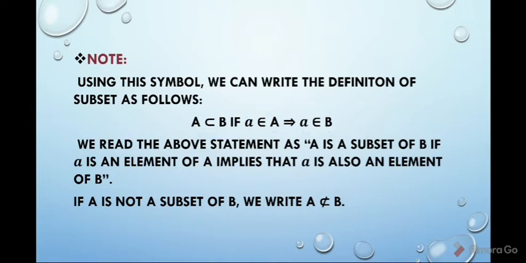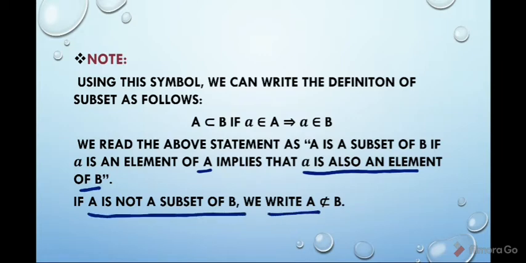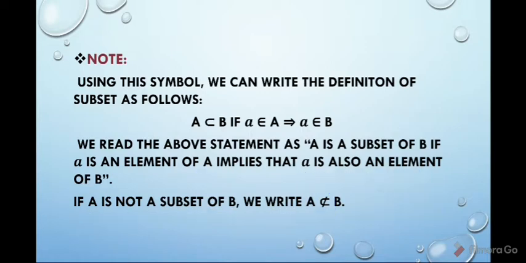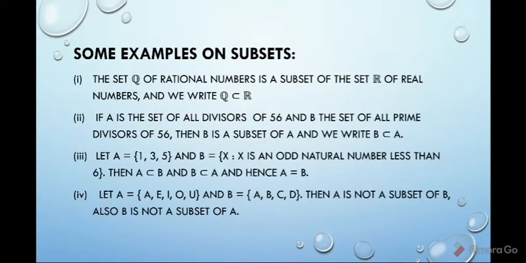We read the above statement as: A is a subset of B if a is an element of set A implies that a is also an element of set B. If A is not a subset of B, we write A ⊄ B, this notation. Okay, so let us discuss some examples.